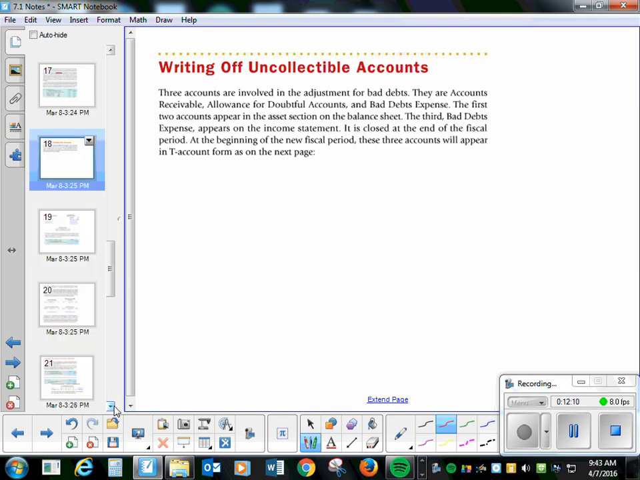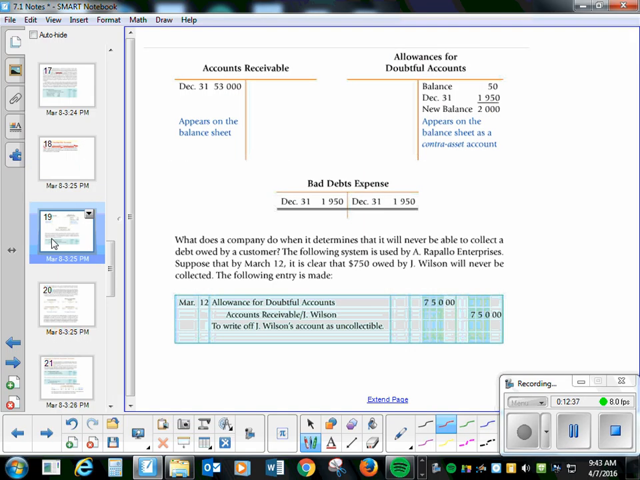Writing off uncollectible accounts. Three accounts are involved in the adjustment for bad debts. They are accounts receivable, that's important, allowance for doubtful accounts, and bad debt expense. The first two accounts appear in the assets section on the balance sheet. The third, bad debts expense, appears on the income statement. It is closed at the end of the fiscal period. At the beginning of the new fiscal period, the three accounts will appear in the T accounts, and they'll look like this.